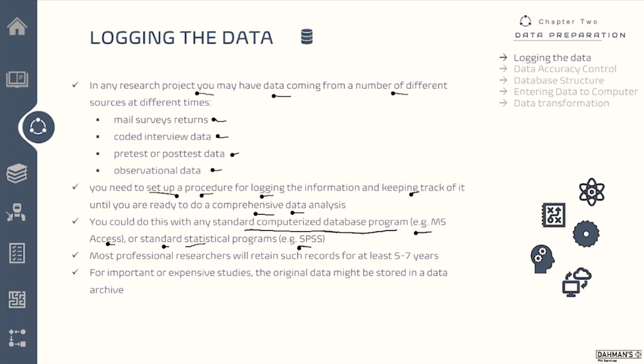Now, one more important thing you have to consider is that most professional researchers keep or retain the records for at least 5 to 7 years. And for some important or expensive studies, the original data might actually be stored in a data archive.